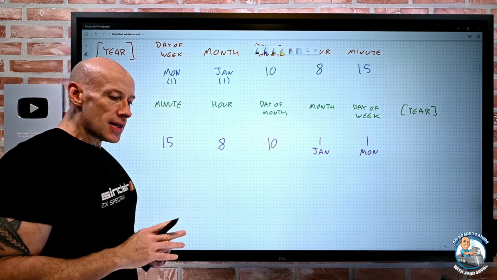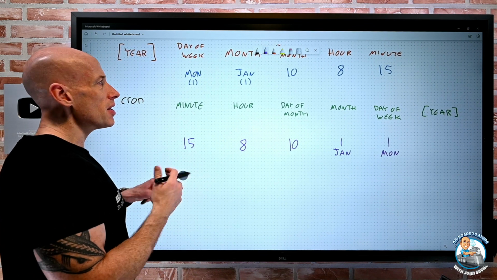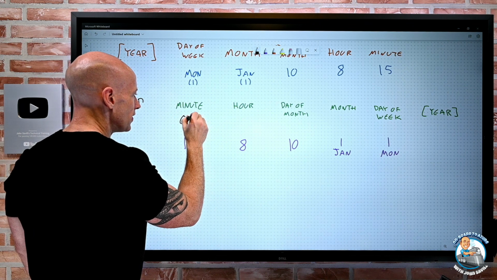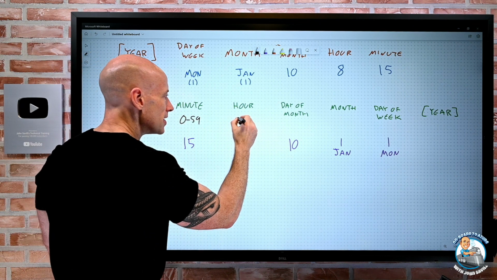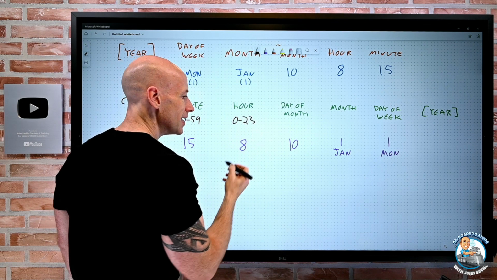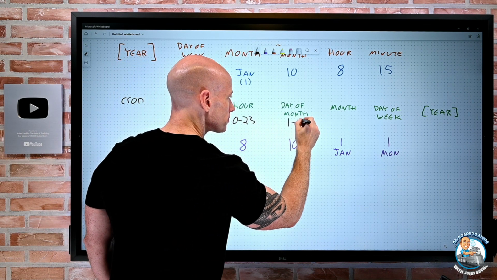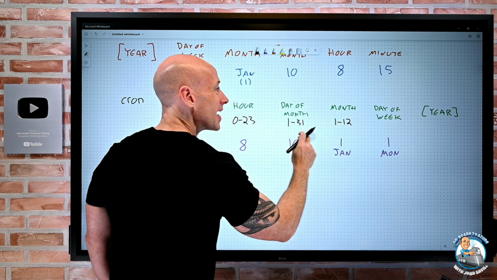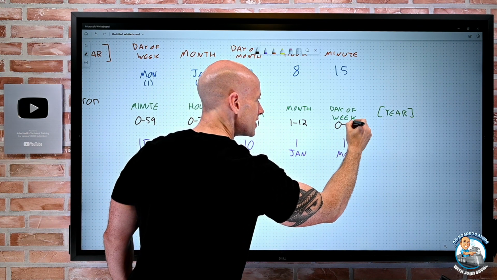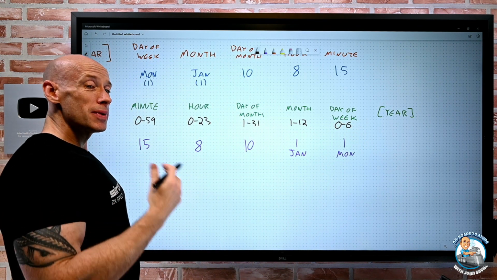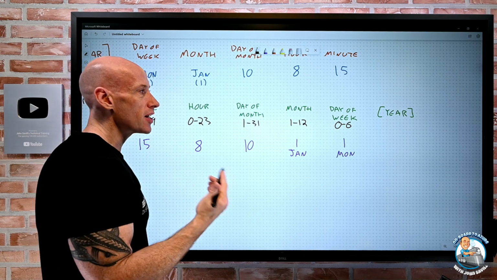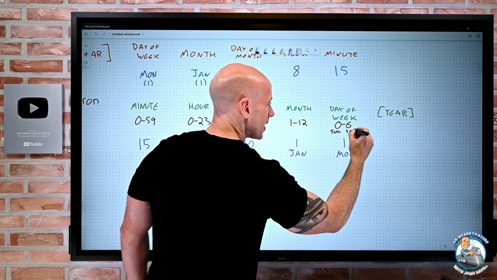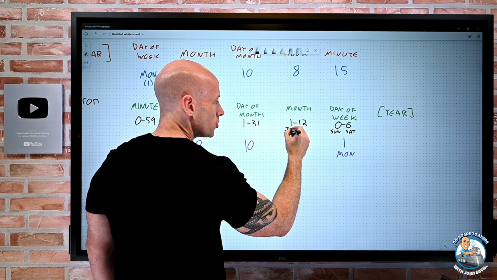Now, when I think about what these units can be, some of them are very obvious. So from a minute perspective, hey, it's going to be 0 to 59. Hour is going to be 0 to 23. Day of the month is 1 to 31. The month is going to be 1 to 12. Now, the day of the week is typically 0 to 6. However, some implementations I've seen use 1 to 7, so you'd want to check that. And where 0 is Sunday. So it's going Sunday to Saturday. And of course, this is January to December.